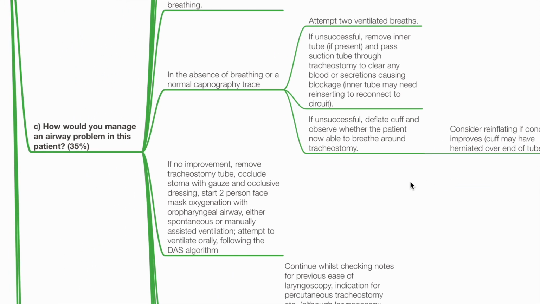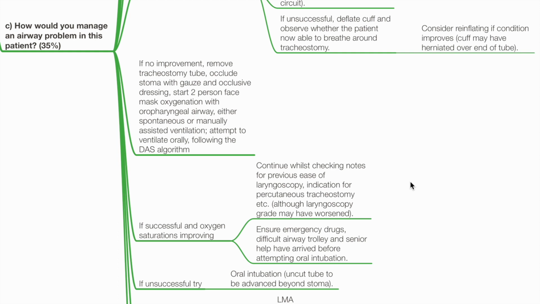If there is no improvement, remove the tracheostomy tube, occlude the stoma with gauze and occlusive dressing, start 2-person face mask oxygenation with oropharyngeal airway, either spontaneously or manually assisted ventilation. Attempt to ventilate orally following the DAS algorithm. If successful and oxygen saturations are improving, continue while checking notes for previous ease of laryngoscopy, indication for percutaneous tracheostomy, etc. Ensure emergency drugs, difficult airway trolley and senior help have arrived before attempting oral intubation.